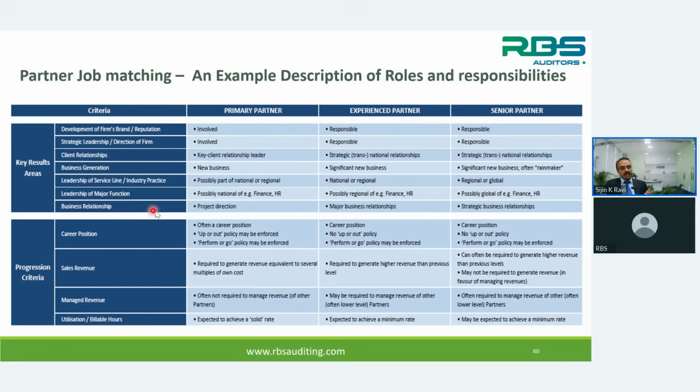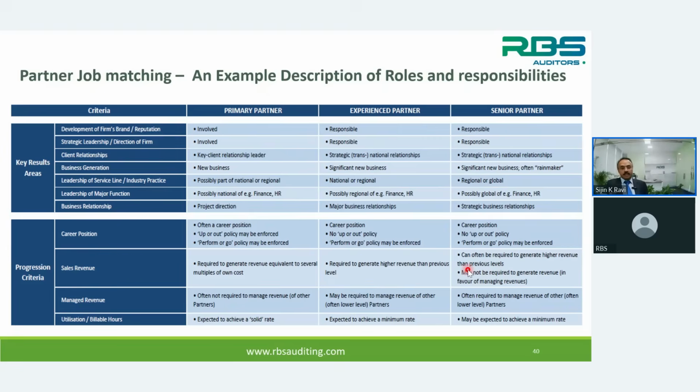And if you see the business relationship, then project direction, then major business relationship, then strategy business relationship. Then if you see leadership services, possibly part of the national or regional, the primary partner is involved in either national or regional, the experienced partner is involved in national or regional, and the senior partner in regional or global. So you see the activity and responsibility change from regional to global. And in the progression area, career position and sales revenue, then managed revenue, utilization of billable hours, there are differences between primary and experienced, and similarly at the senior partner level, who are required to generate revenue equivalent to several multiples of on-cost. And at the senior level, they have a lot of responsibility.